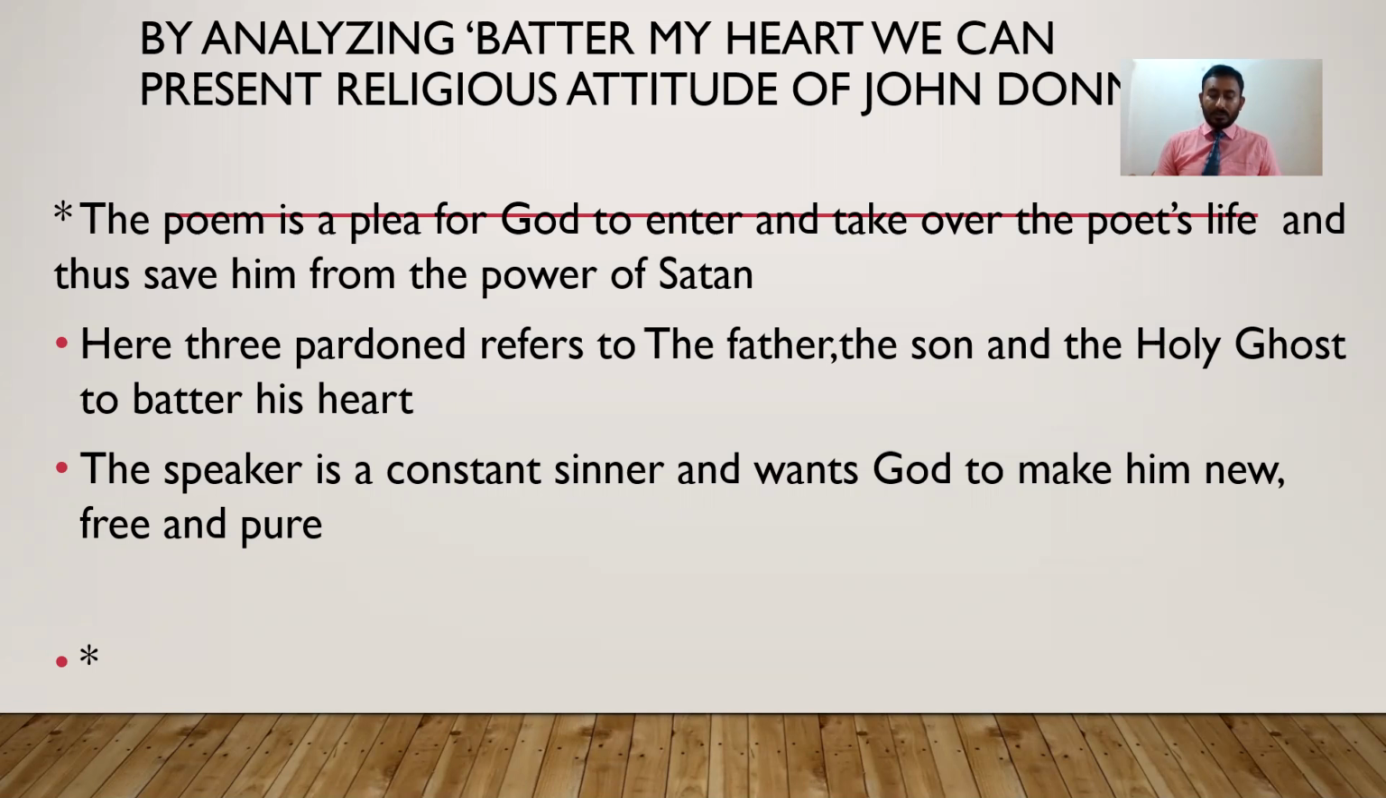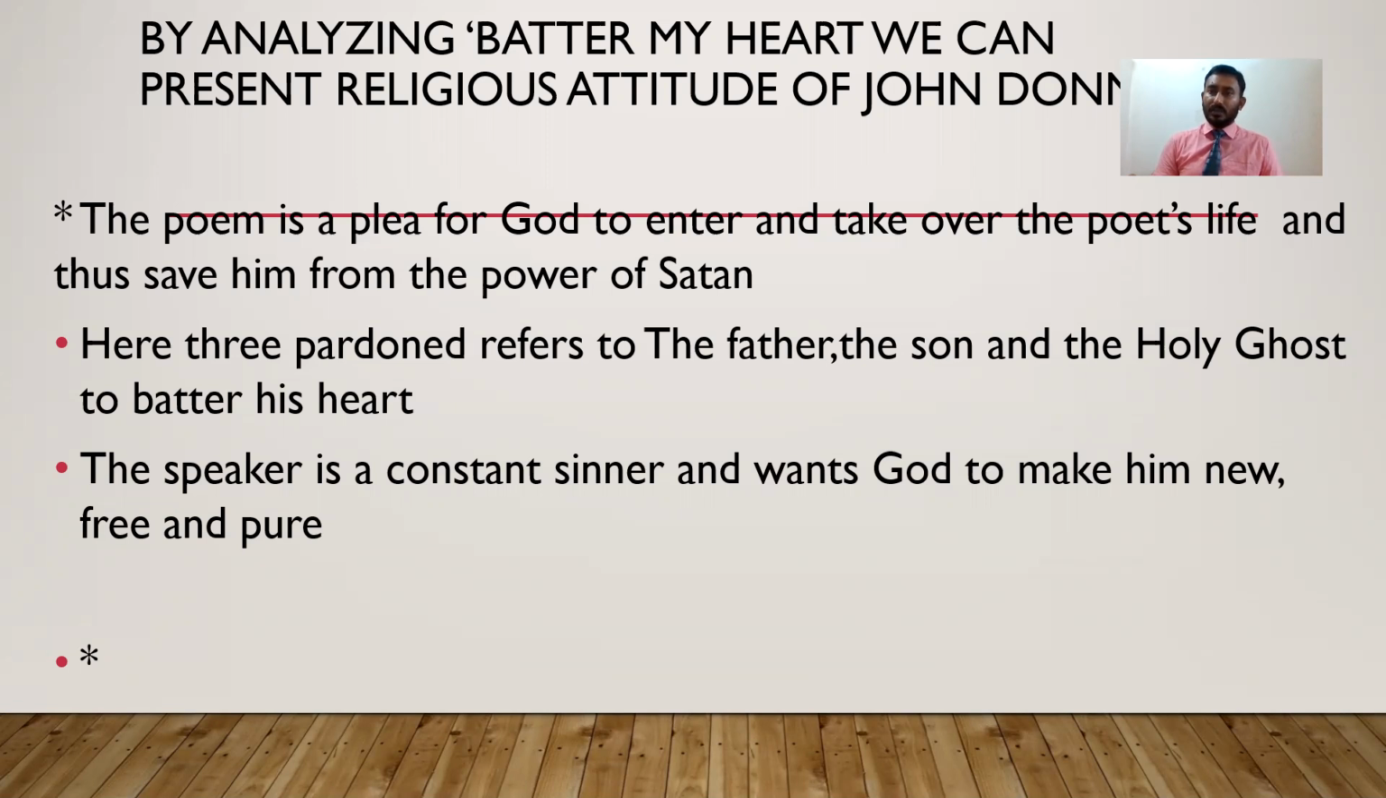And he wishes divorce to untie or break the nuptial knot. And he requests God to imprison him. He requests God to imprison him in his mercy, so that he could be purified. In this way, he asks God to purify him.